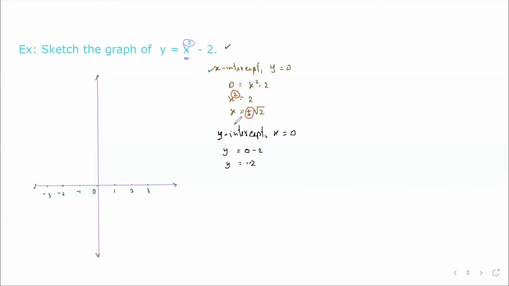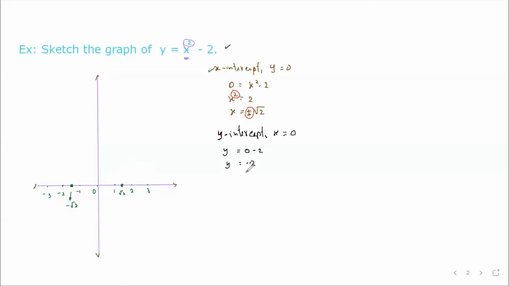So square root 2 is what? 1.414. So just approximate. 1.414 should be less than 1.5. So somewhere here. Just say this one, root 2, is here. And this side should be symmetrical, right? So this one is a negative. Okay, negative square root 2 is here, somewhere here. Now, this is the x-intercept.